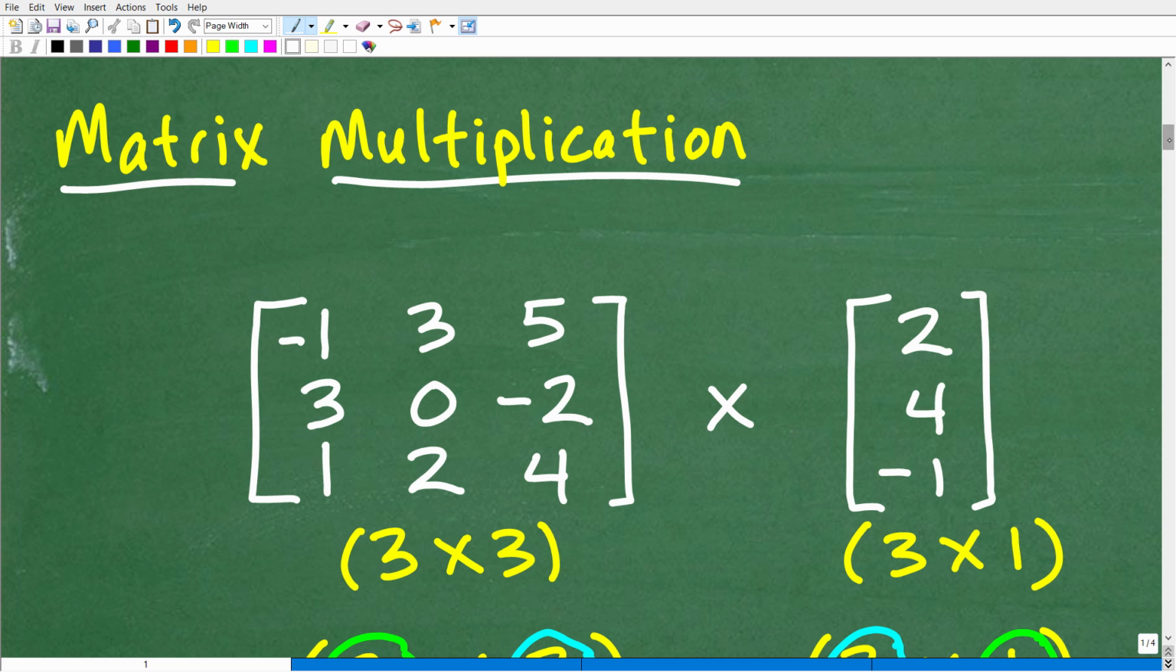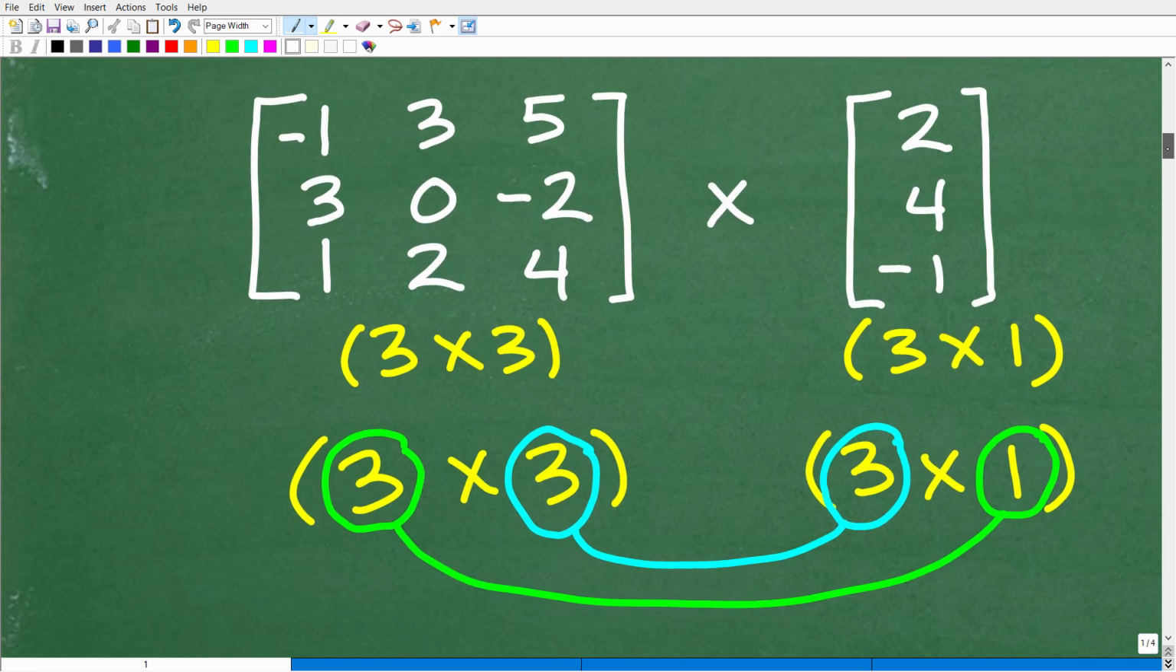Okay, so before we even try to do this problem, we have to see if, in fact, we are even allowed to do it. So, what am I talking about? Well, let's go ahead and see how you multiply two matrices. The first thing we need to do is to check if in fact we can even get a product. Now the way that works is the following.